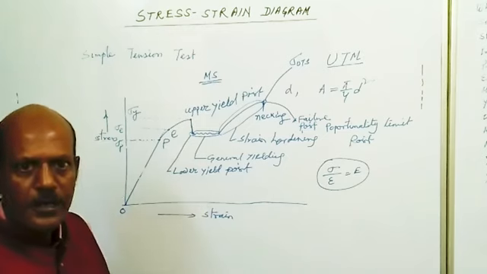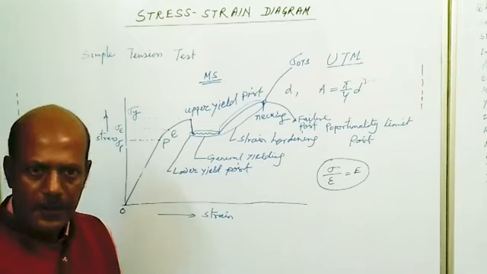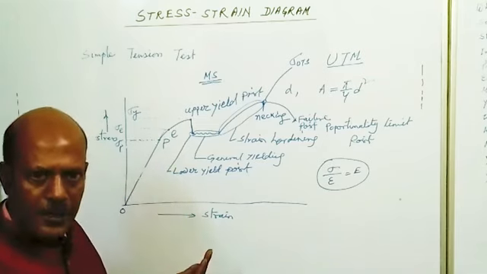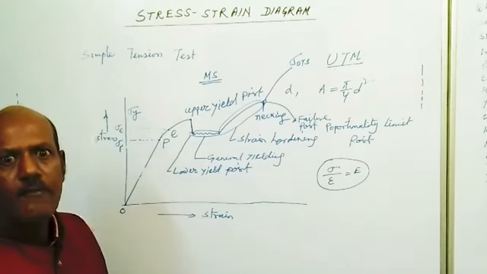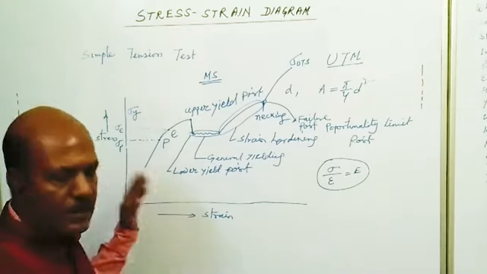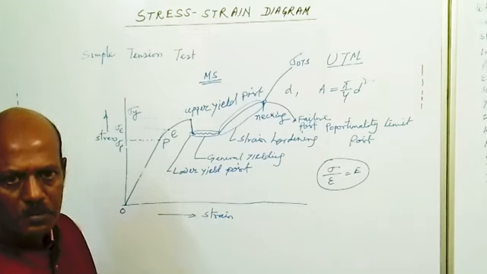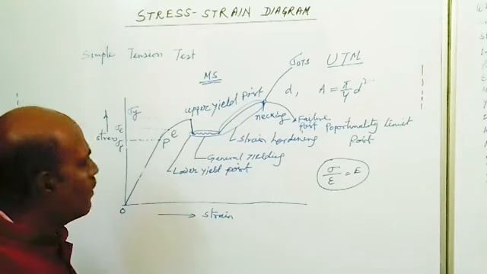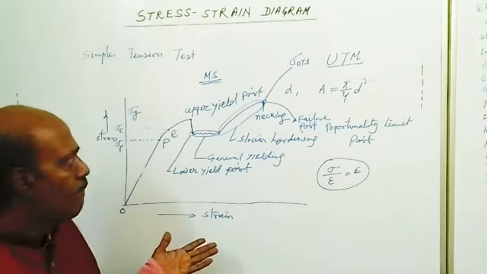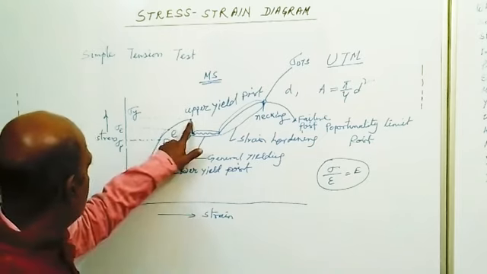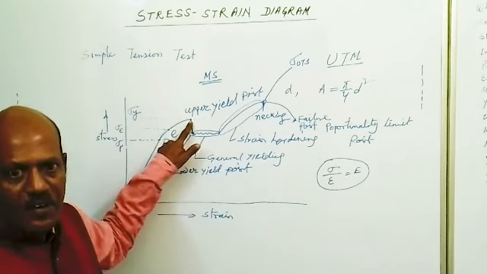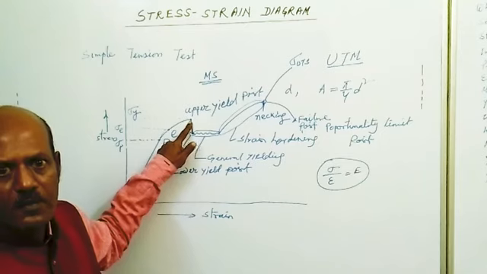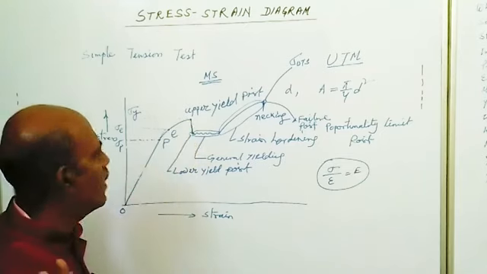But the body is fully elastic up to point E. So up to point E, if we remove the load, the body will come back to its original shape and size. But beyond point E, the body will not come back to its original position. Some permanent deformation will remain in the body. Now, this is the upper yield point, the upper bound condition. If we cross this position, then further phenomena will take place, otherwise further phenomena will not take place.